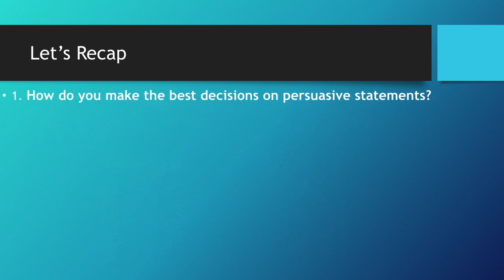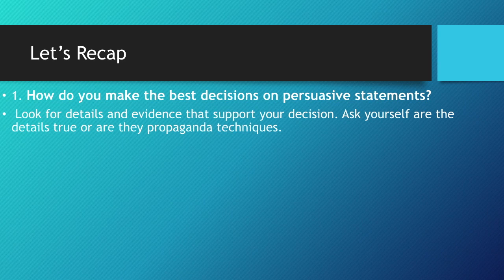Now, let's recap. Very short and quick lesson. Question number 1. How do you make the best decisions on persuasive statements? Anybody care to share? Well, if you said, look for details and evidence that support your decision, then ask yourself, are the details true, or are these propaganda techniques? You're correct. That's how we go about making the best decisions on persuasive statements.